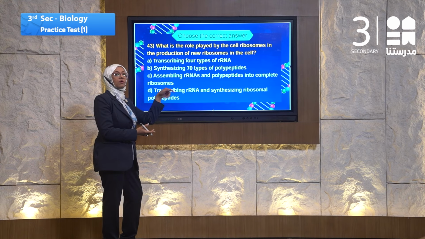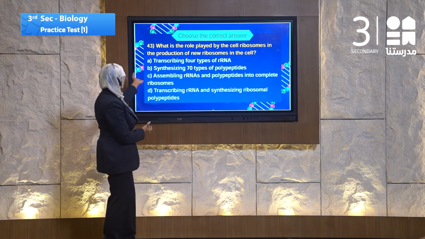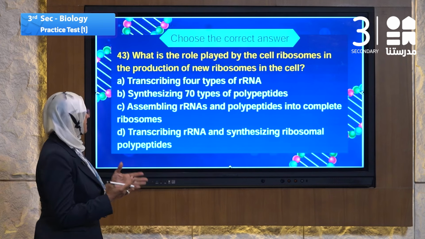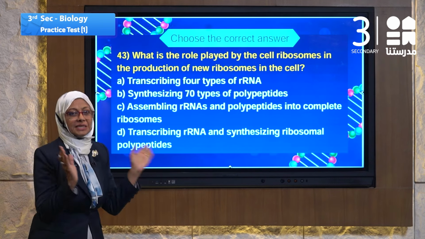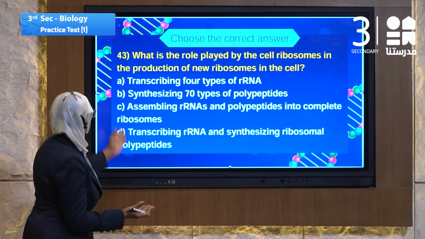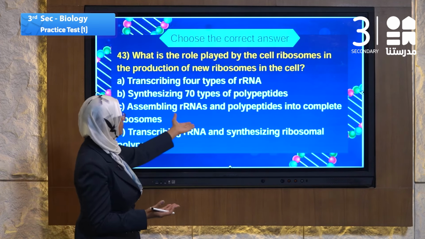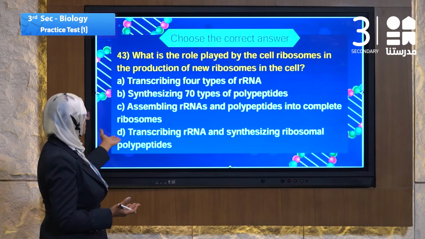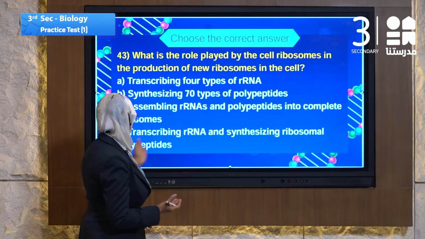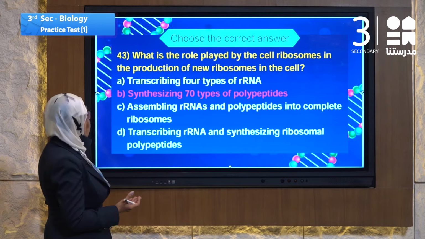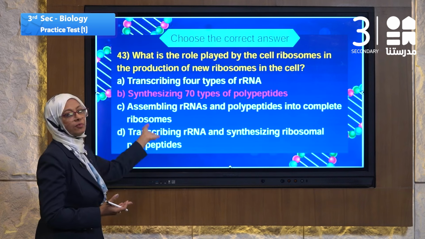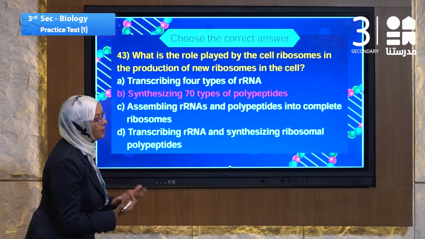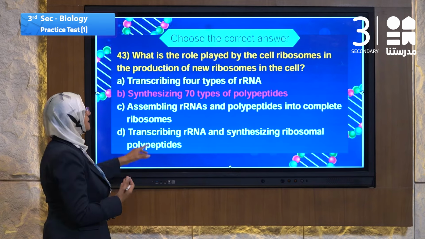Yes, that's the steps of them, not all the steps. Number B, synthesize 70 types of polypeptide. Yes, it must be make 70 types of polypeptides to make these steps to make more ribosomes. C, assembling ribosomal RNA and polypeptide into complete ribosomes. D, transcribing RNA synthesized ribosomal polypeptide. Let's go. The answer must be synthesis 70 types of polypeptides. It's the first step to make ribosomes, more ribosomes, new ribosomes.